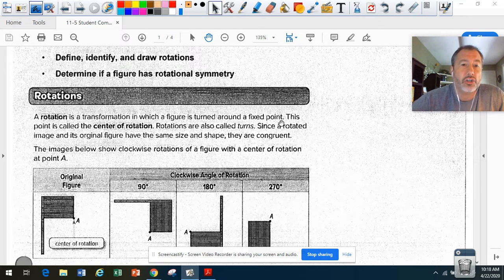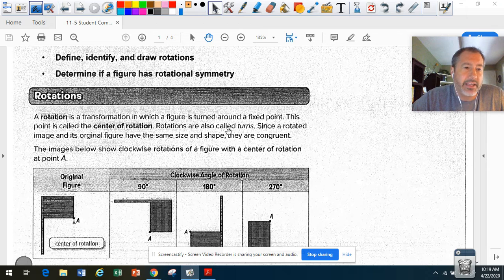And it says rotations are also called turns. Okay, since a rotation image and its original image have the same shape and size, they are congruent. So we're not changing the size or the shape of the figure at all. All that stays the same. So that means that's still congruent. It's just in a different location.